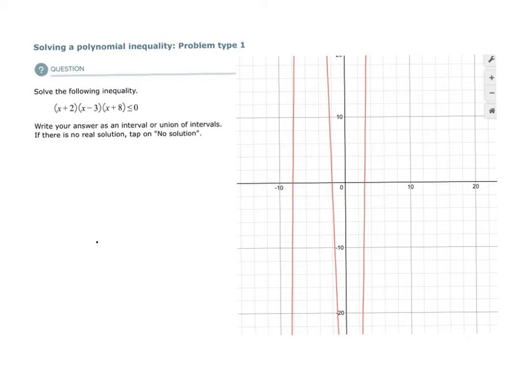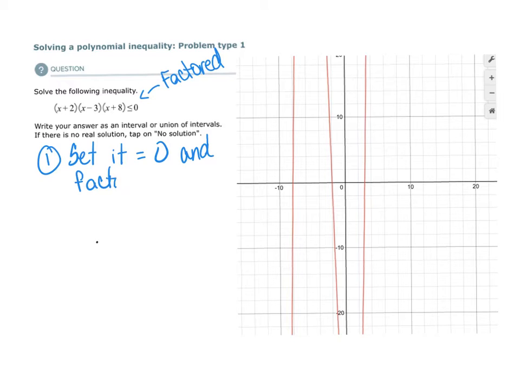It's x plus 2 times x minus 3 times x plus 8. I want to make a note that this is already in factored form. If you run into one of these that's not in factored form, the first thing that you're going to do is set it equal to 0. We're not actually setting it equal to 0 because it's an inequality. So you're going to get 0 on one side and the polynomial on the left, and then you're going to factor. So set equal to 0 and factor. That has already been done for us in this particular problem.